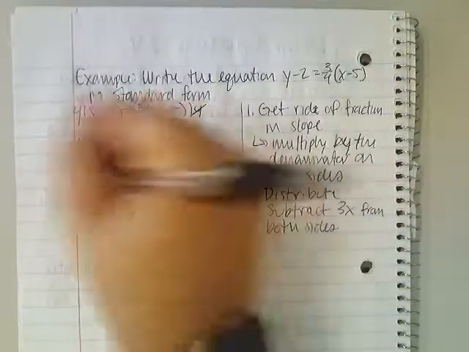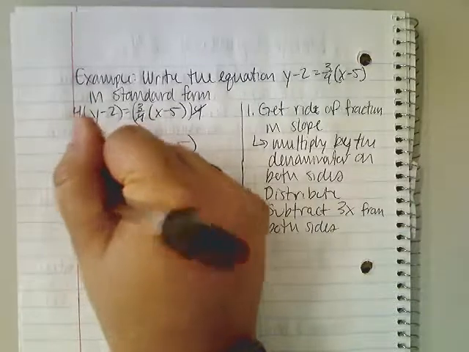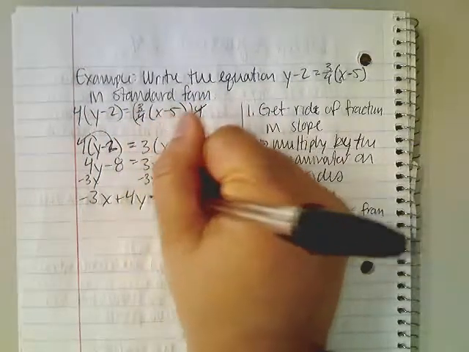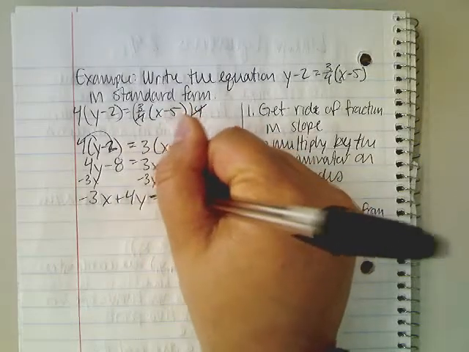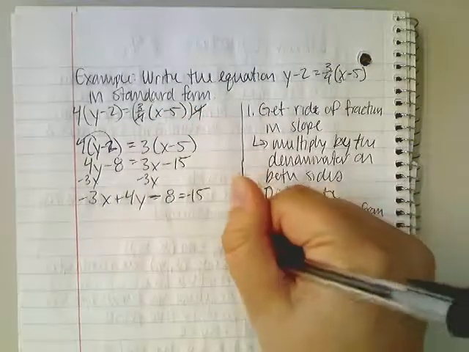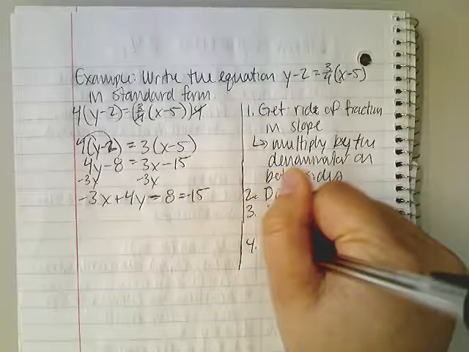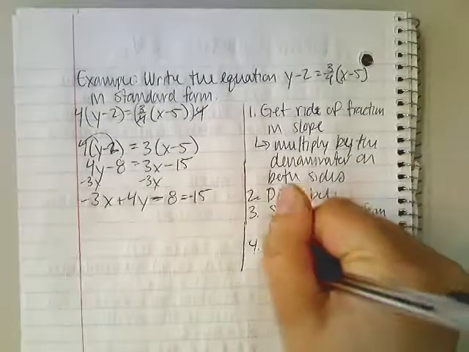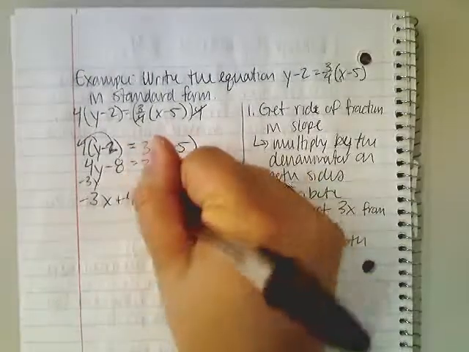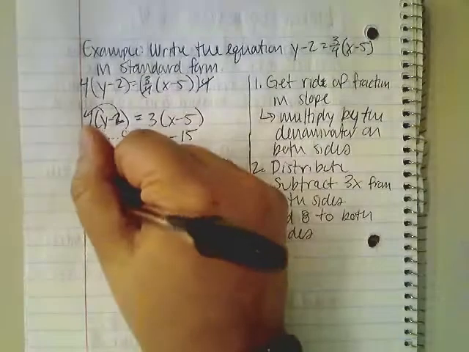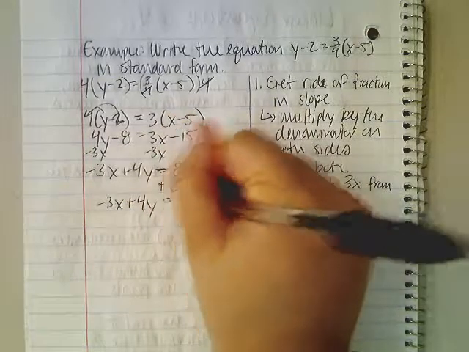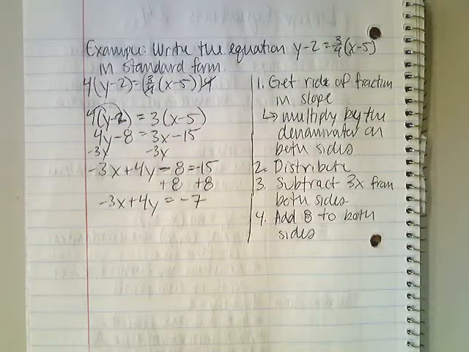So minus 3x, and I have negative 3x plus 4y minus 8 equals negative 15. I'm going to add 8 to both sides. So I add 8 to both sides, and I have negative 3x plus 4y equals negative 7. Negative 15 plus 8 is negative 7.